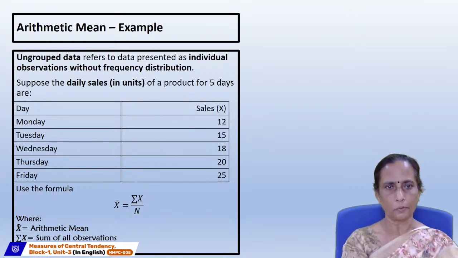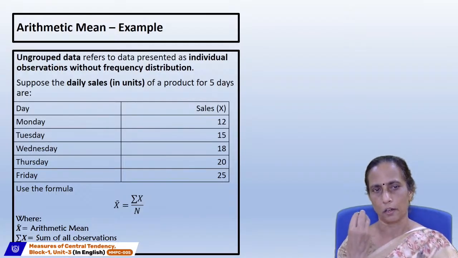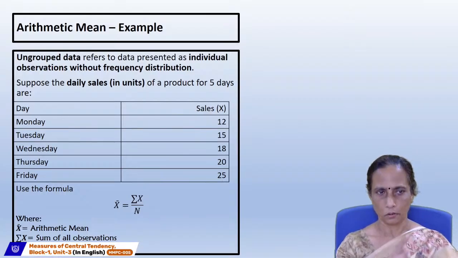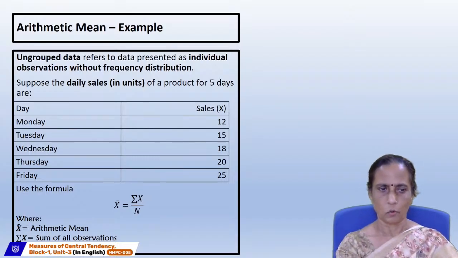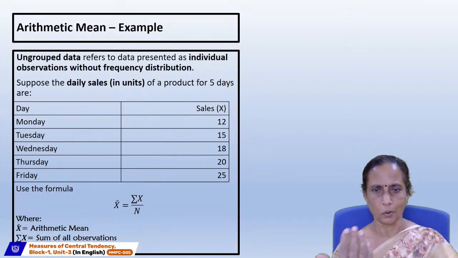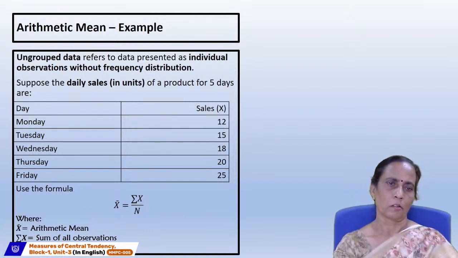So ungrouped data refers to data represented as individual observations without frequency distribution. Suppose we take the daily sales of a product for 5 days: Monday 12 tons, Tuesday 15, Wednesday 18, Thursday 20, and Friday 25. Then the average sales in that specific week is this.